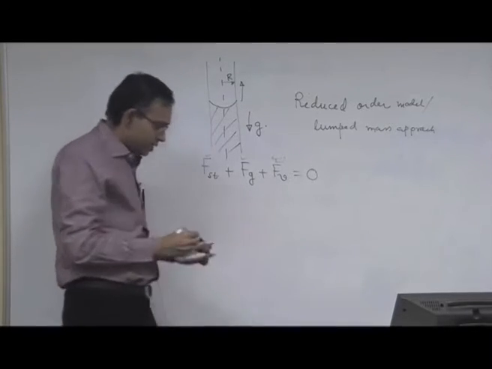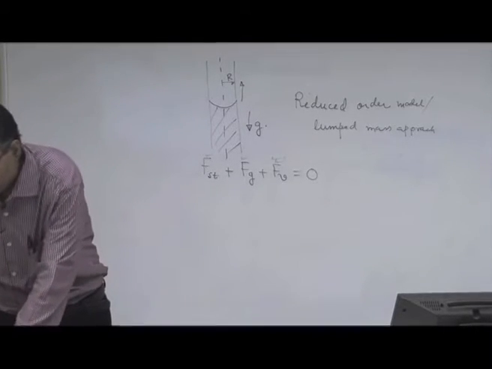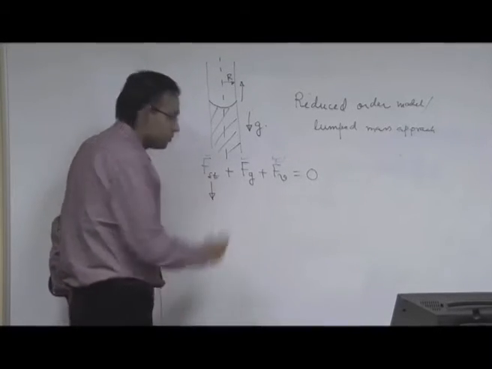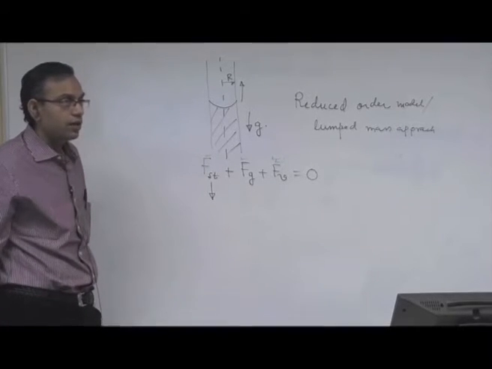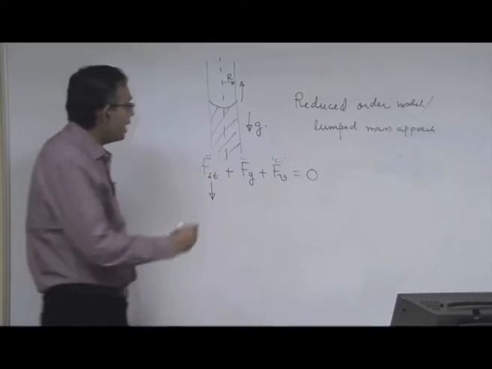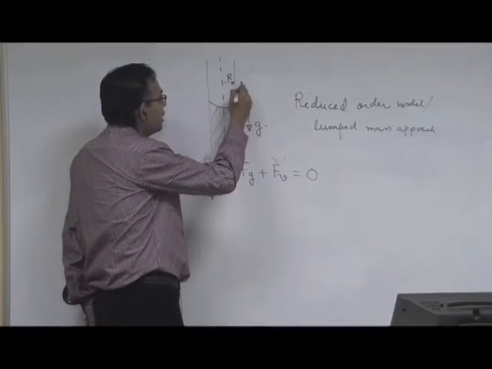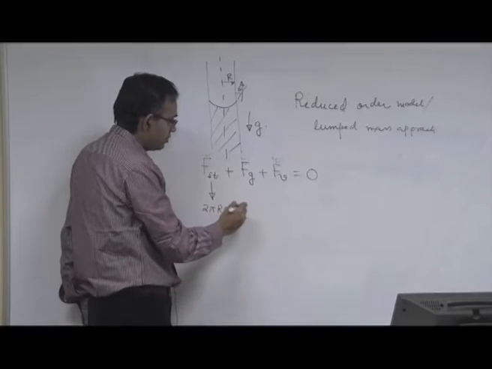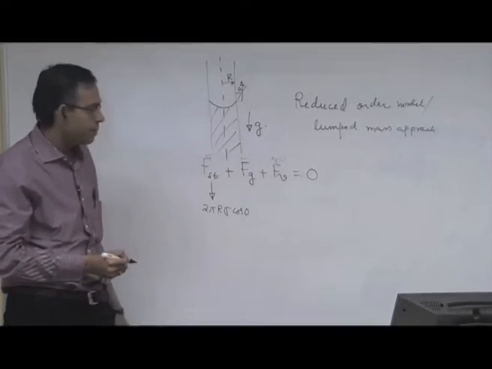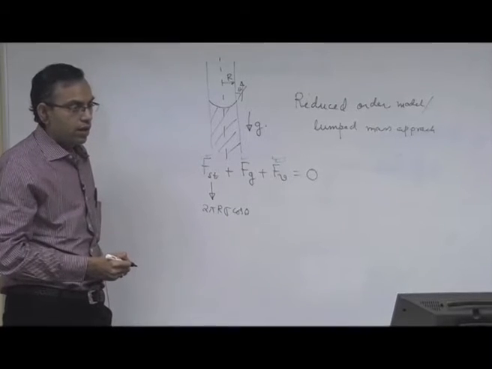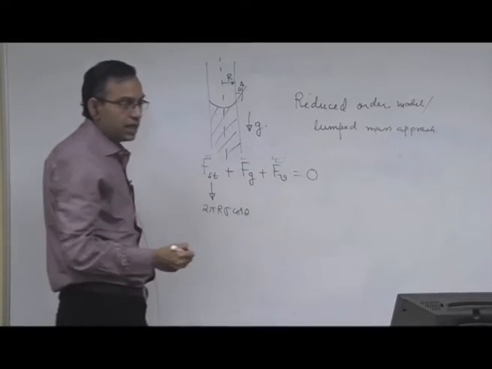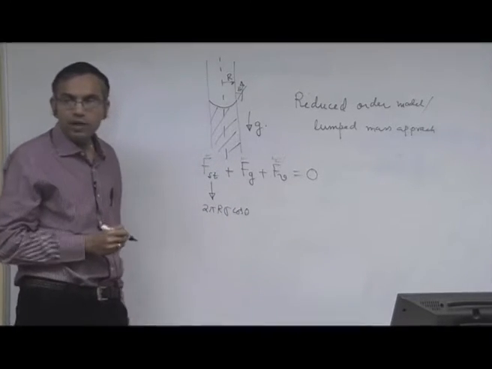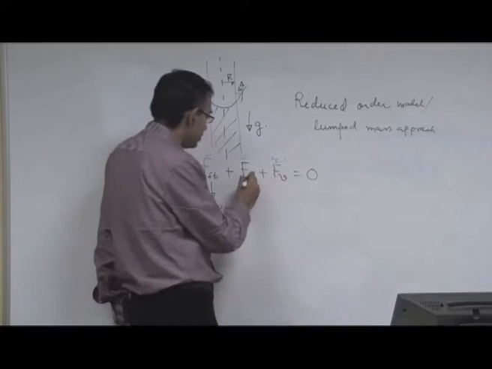So, what is the surface tension force? Let us try to write the surface tension force. Two pi r, let us say the contact angle is theta, 2 pi r sigma cos theta. We have just derived this. This sigma is sigma LV, again I am reminding you all the time, we are not going to write that.